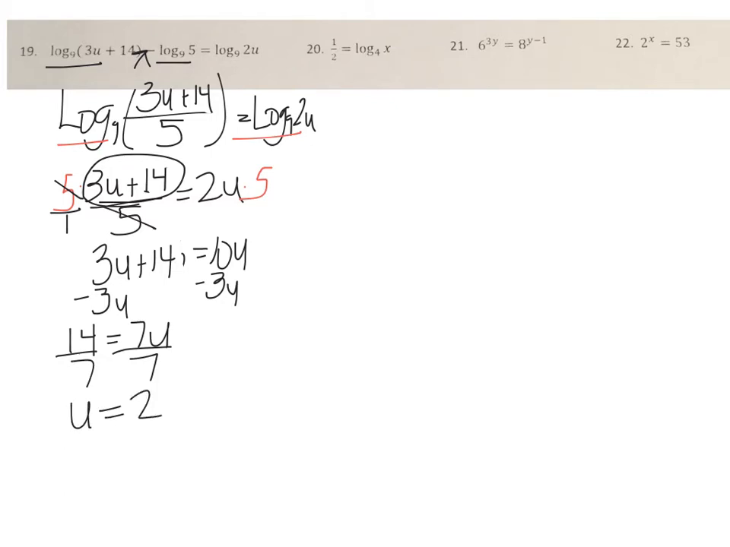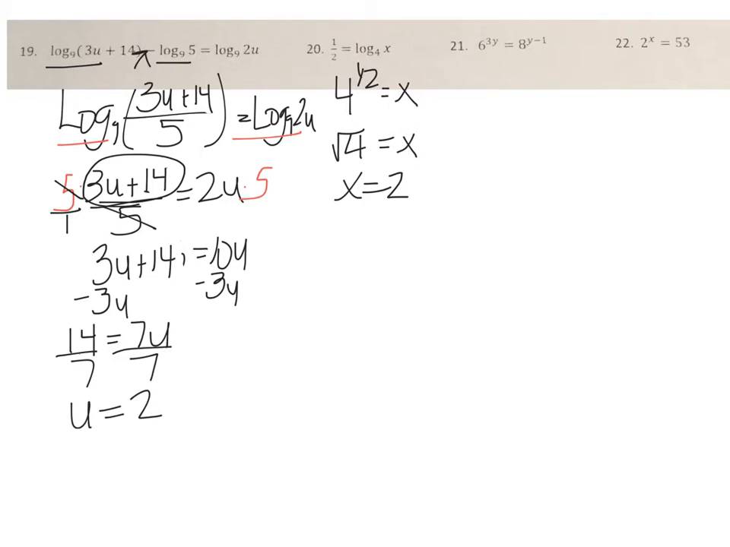Number 20, log base 4 of x equals 1/2. So I can rewrite this. 4 to the 1/2 power equals x. 4 to the 1/2 power is the square root of 4, so x equals 2.